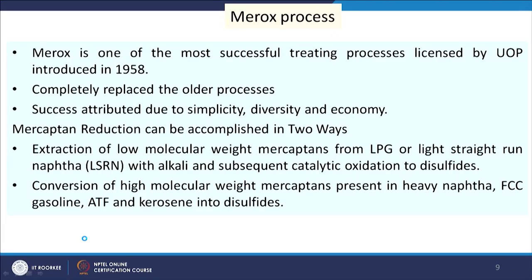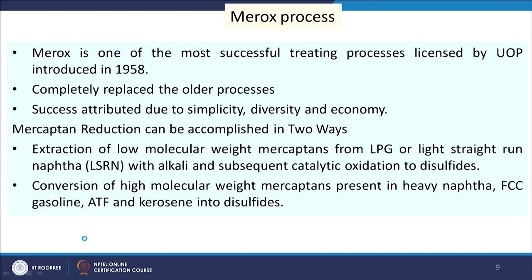It will prevent the product from passing the water tolerance test. Then we come to the Merox process. The Merox process is the advanced one. It replaces the previous processes, and in this case we use a catalyst. This process was developed by UOP in the year 1958, and it completely replaced the older processes, and it is very simple compared to the others.